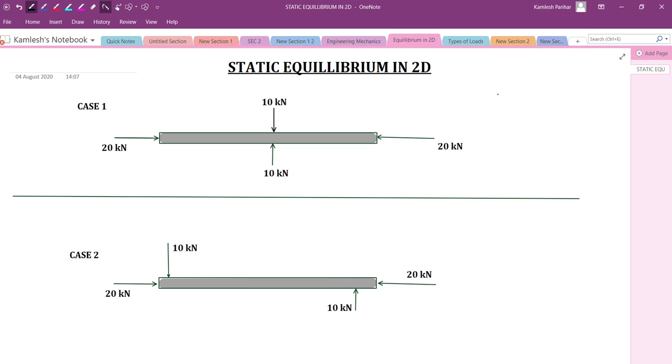So if I draw the axis system here, say this is my positive x-axis and this is my positive y-axis. Then this becomes negative x-axis.